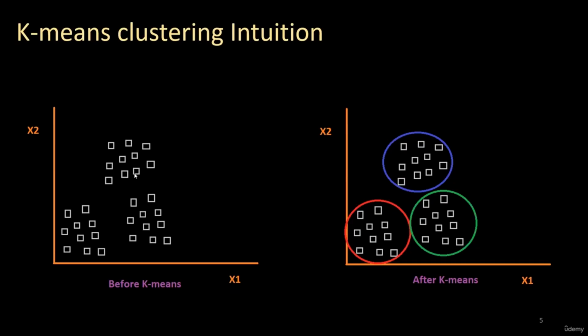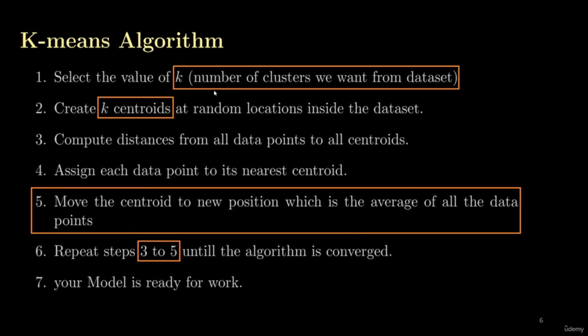Here, this is before clustering or before K-means, and here we are after K-means. So how do we reach from this state of the data set to this state? It means in order to reach from this state to this state, we have to apply the K-means algorithm. So these are the steps of the K-means algorithm.